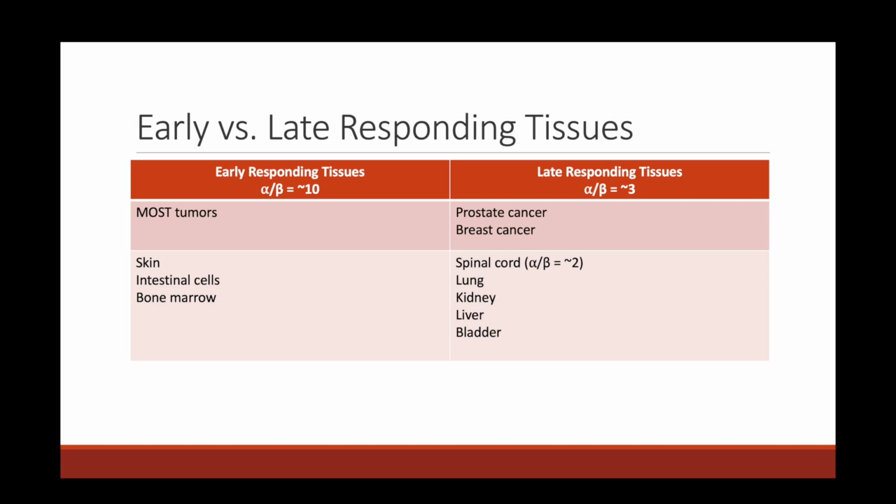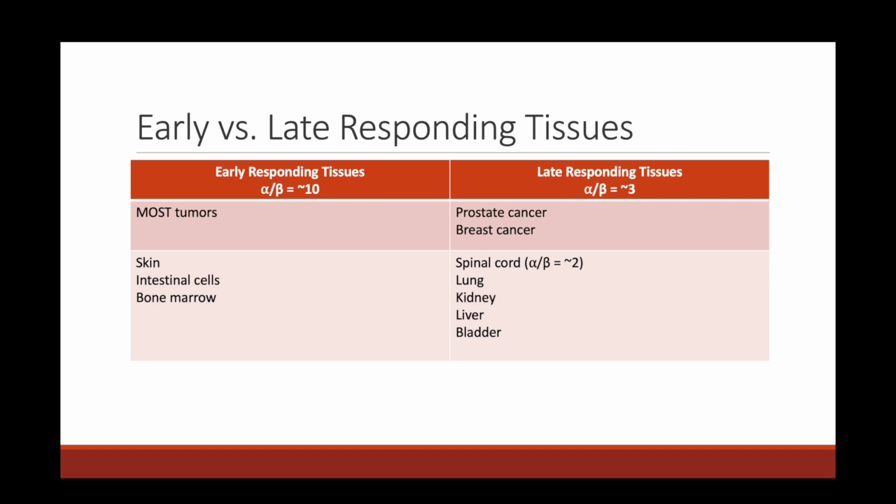But again, this is just an approximation, and it's really an extrapolation and an approximation that we're using. So I'm saying in general, we say early responding tissues have an alpha beta value of 10 and late responding tissues have an alpha beta value of 3. You will encounter different studies that actually go and calculate it, and there are slight variations, and they're in that range, but maybe not exactly at that value.